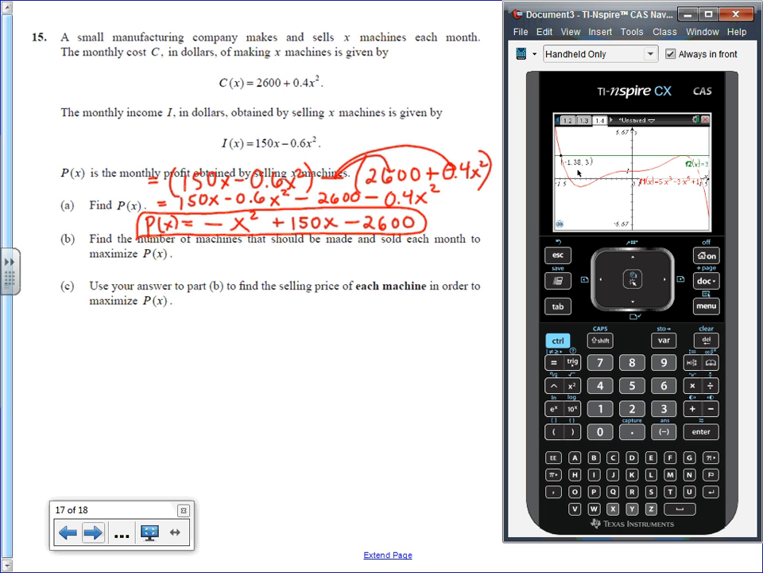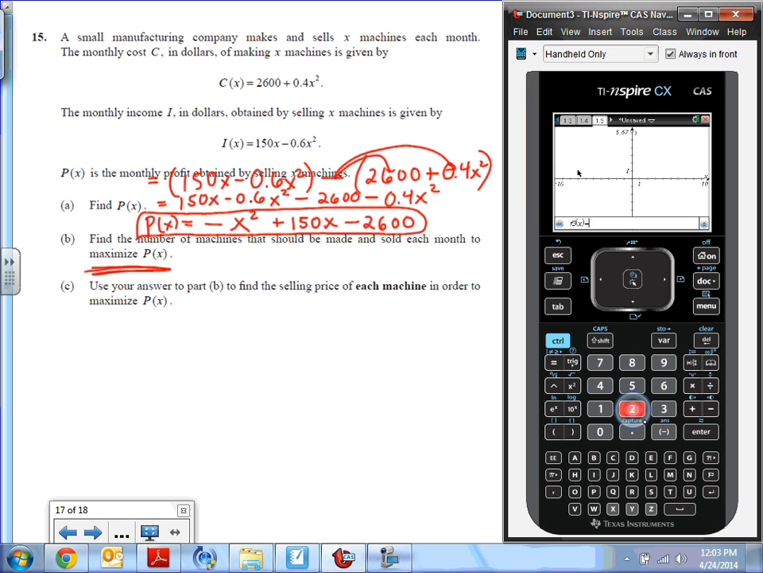Part B, find the number of machines that should be made and sold each month to maximize P of X. It's asking me to find a number of machines, which means find X when P of X is a maximum. I'm going to use a calculator for this. All right, number of machines at the maximum point. Go and graph this thing.